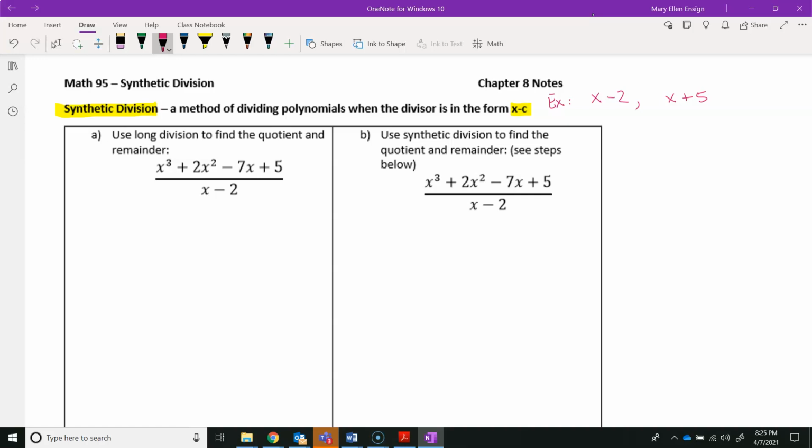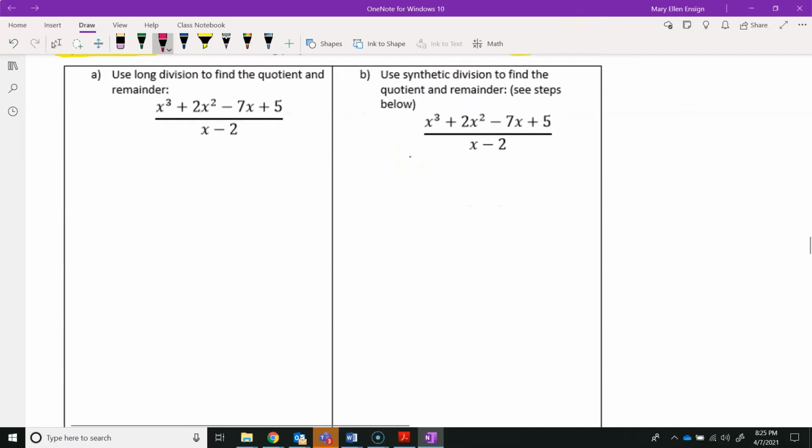So in that form. All right, so let's first use long division to find this quotient and remainder, and then we're going to compare long division with synthetic division. So I put my dividend in here. I look first, it doesn't have any missing terms because my exponents go 3, 2, 1, 0. So I'm okay.